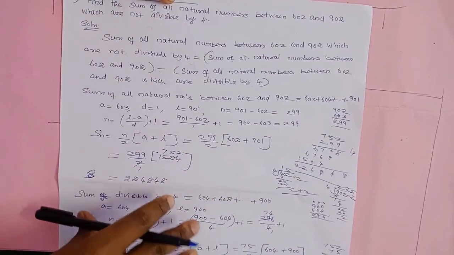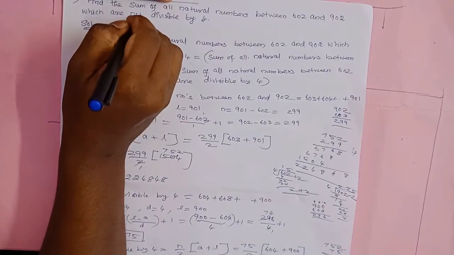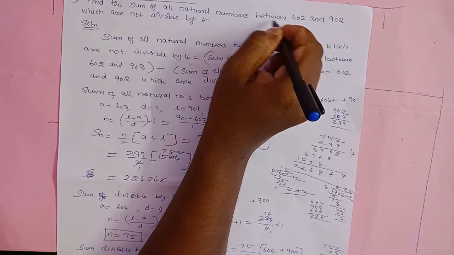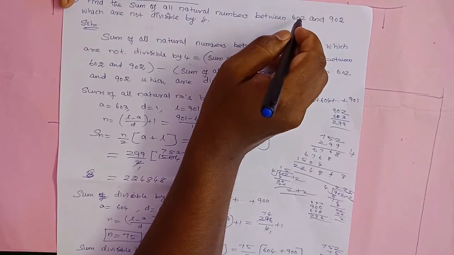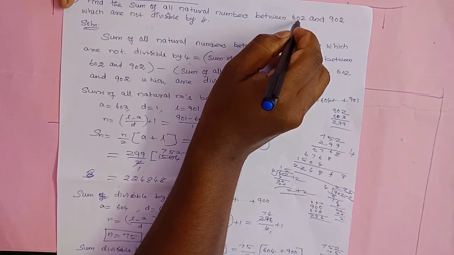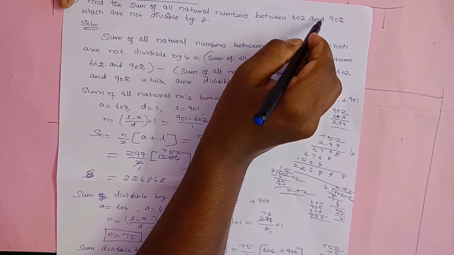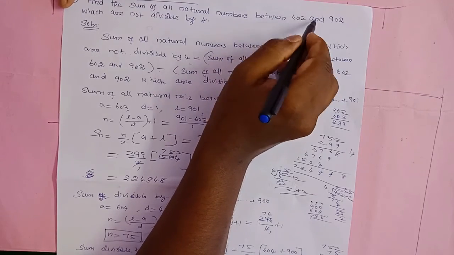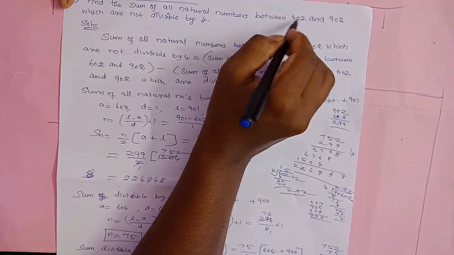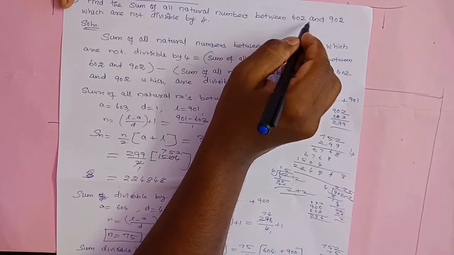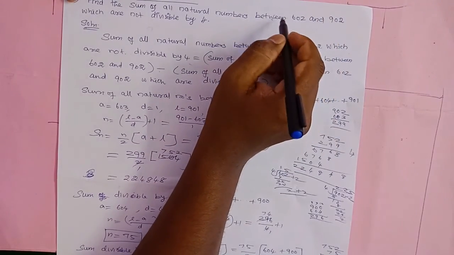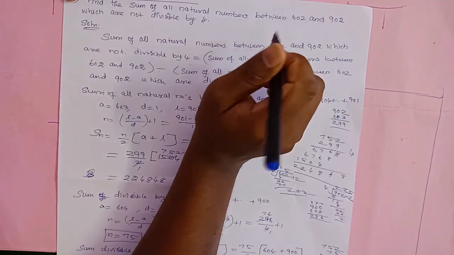The second part alone, which are divisible by 4. Here the word not is given, you have to follow this. And also very important things, between. If it is from 602, you have to start with 602. Since it is between, we should not start at 602. The next number 603, and also the previous number 901. If it is from, that is the first number, this is the last number. Between, you should not take these two values as extreme values. You have to exclude them. If between is given, leave out those two. If from is given, take from the first number to the last number.